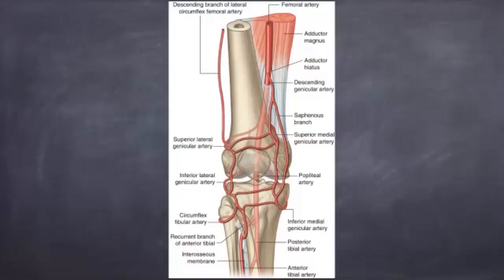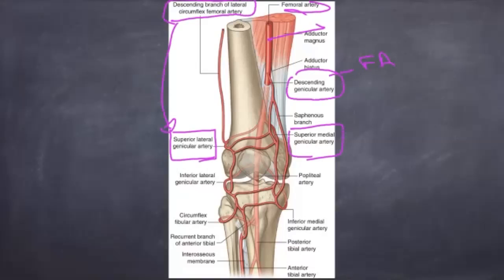Okay, you observe this is the superior lateral genicular artery, which is anastomosing with the descending branch of the lateral circumflex femoral artery. Okay, superior medial genicular artery anastomosing with the descending genicular branch of femoral artery. Okay, this is the femoral artery, right? You see, so medially it articulates, and also it articulates with the inferior lateral genicular artery, right?